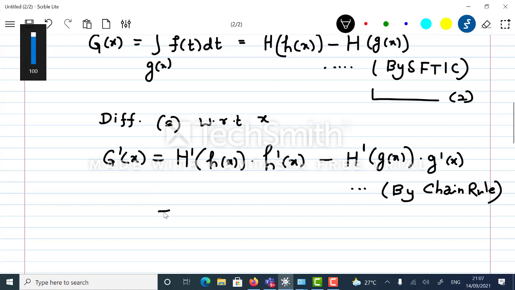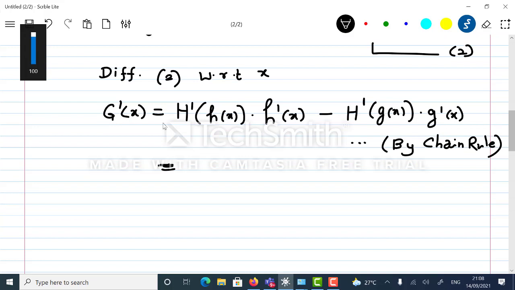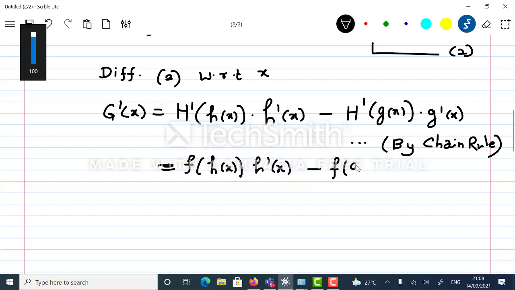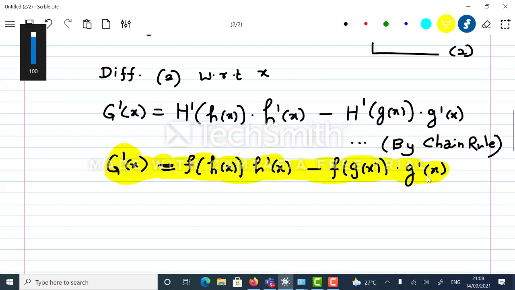But my H' is f. Expression 1 says that H' is the same as f. So instead of H', I will write f: f(h(x)) times h'(x) minus f(g(x)) times g'(x). So this is how G'(x) is evaluated. This theorem is highly useful, as there are problems where G'(x) will be asked. So let's have some examples.